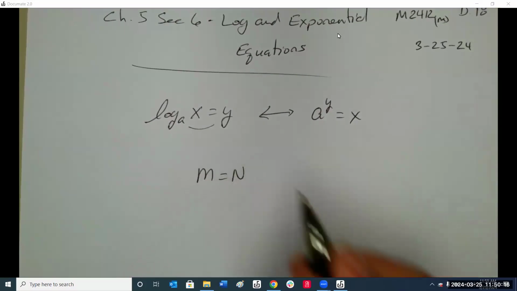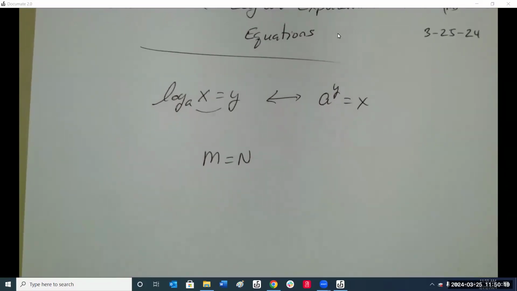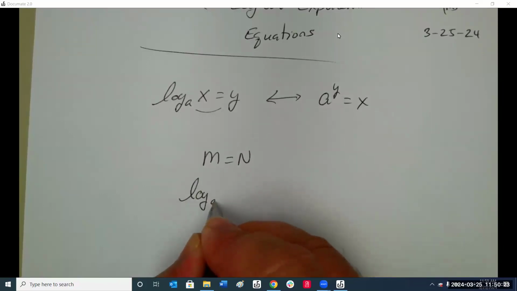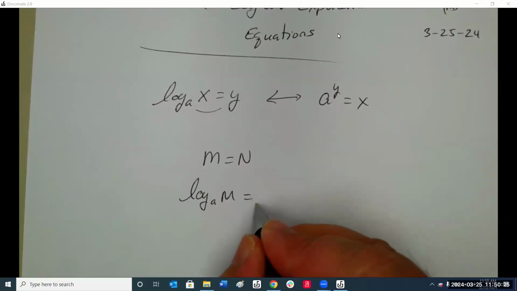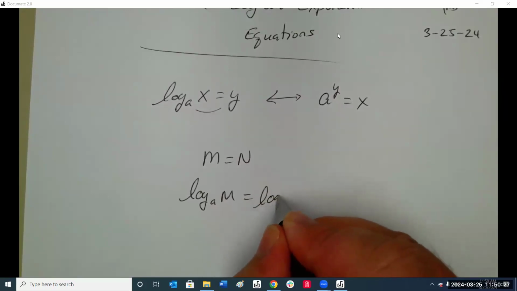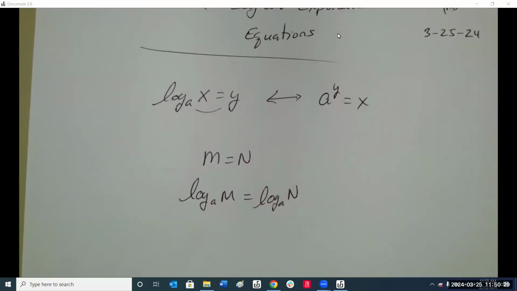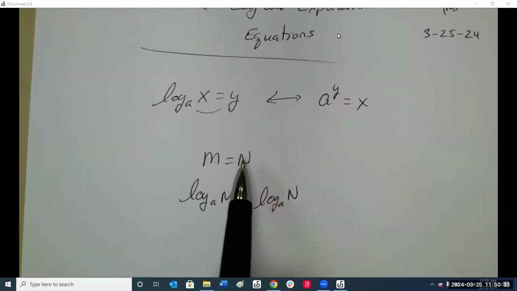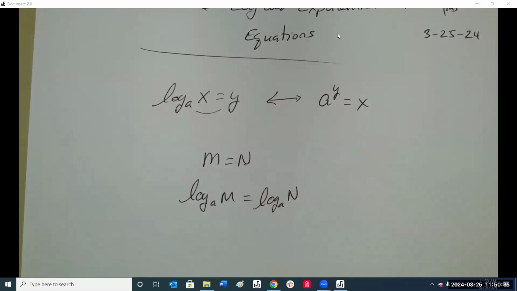If m equals n, then log base a of m equals the log base a of n. In other words, if I have two numbers and they're equal, I can take them to any log I want to. They're still going to be equal.